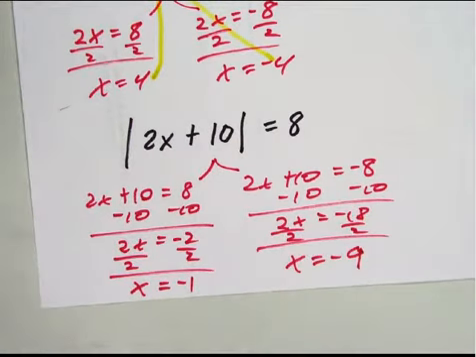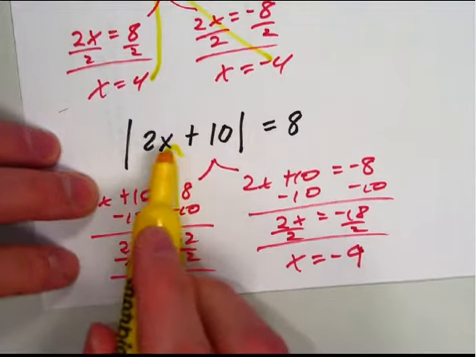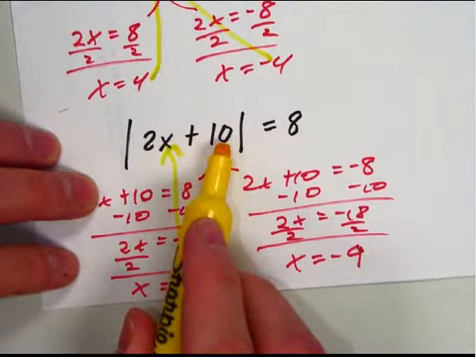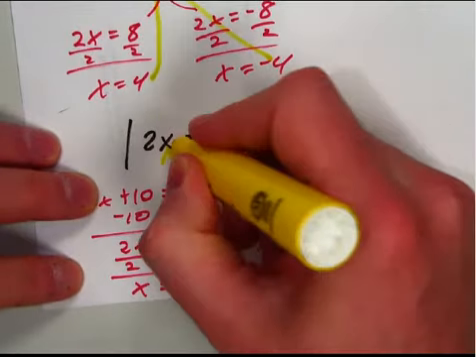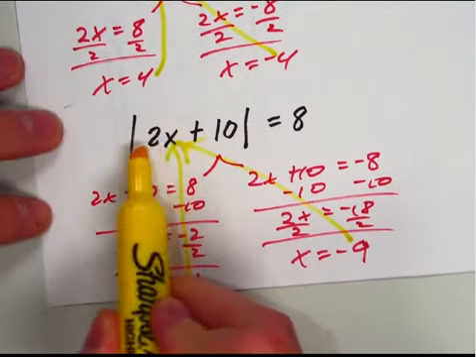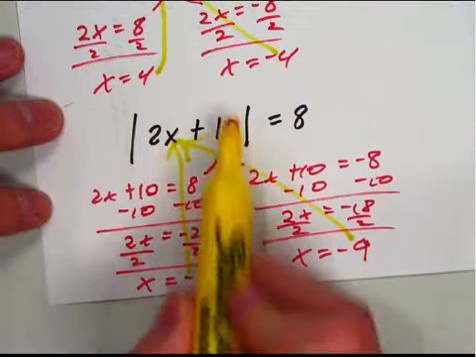Again, don't be lazy. Take the negative 1, put it there. 2 times negative 1 is negative 2. Negative 2 plus 10 is 8. Absolute value of 8 is 8. Works. Take negative 9, put it in there. That would give me negative 18. And negative 18 plus 10 is negative 8. The absolute value of it is 8.